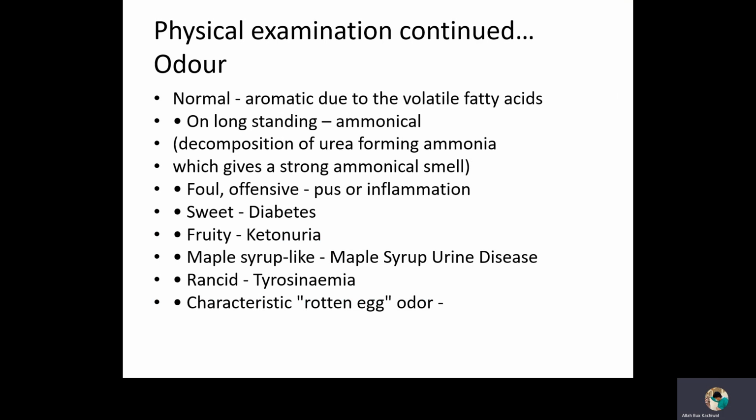Whereas for the physical examination of odor, the normal odor is aromatic due to volatile fatty acids, and on long standing there is ammoniacal decomposition of urea forming ammonia, which gives a strong ammoniacal smell. Foul, offensive odor is due to pus or inflammation, sweet because of diabetes, fruity because of ketonuria, whereas a maple syrup like odor may be due to maple syrup urine disease, and rancid odor or rotten egg odor are characteristic of tyrosinemia.